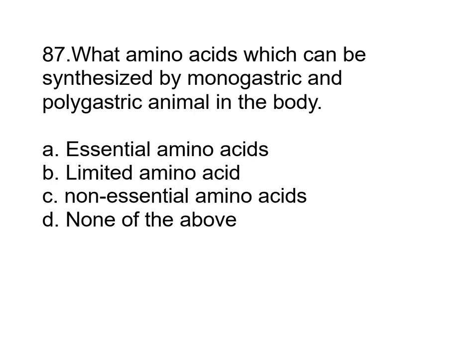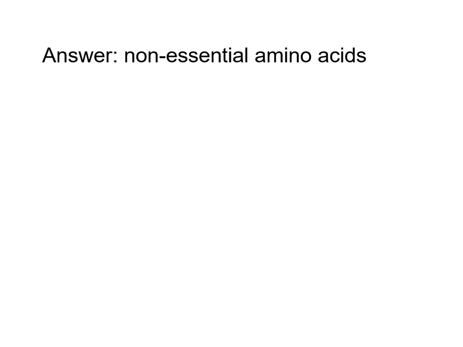Number 87. What amino acids can be synthesized by monogastric and polygastric animals in the body? A. Essential amino acids, B. Limited amino acids, C. Non-essential amino acids, D. None of the above. The answer is non-essential amino acids.